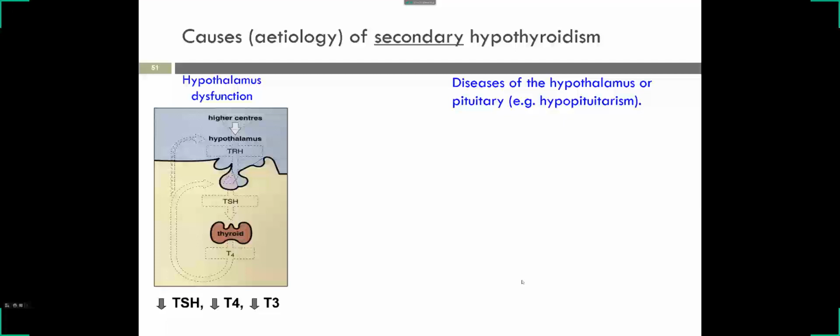What about in the cases of secondary hypothyroidism? This is caused by diseases of the hypothalamus or pituitary. So in these cases, there's actually something wrong with production of TSH or production of TRH, and this has a knock-on effect on the thyroid itself. And because you don't have stimulus of TSH onto the thyroid gland, you will drive down T3 and T4.